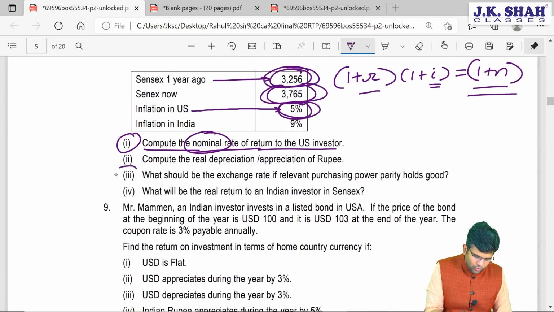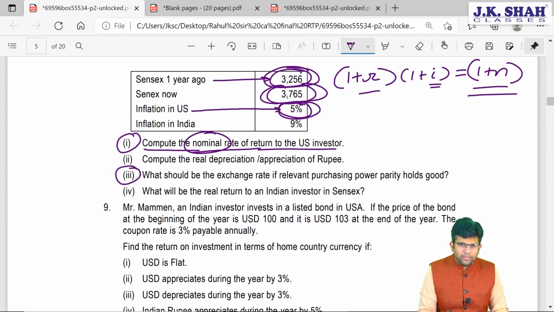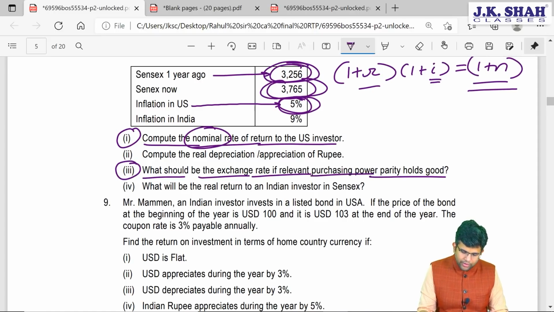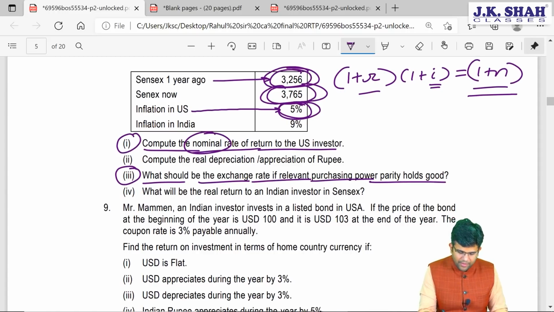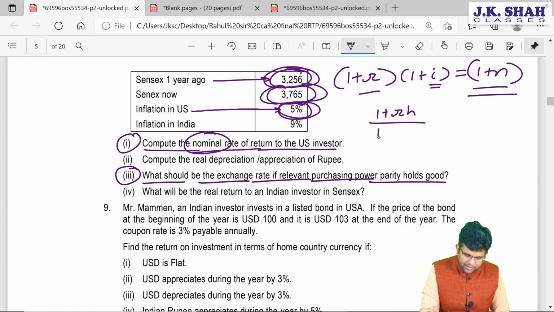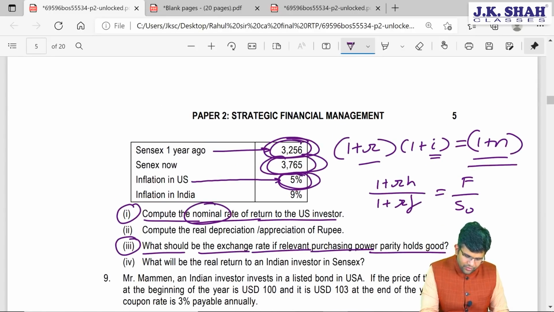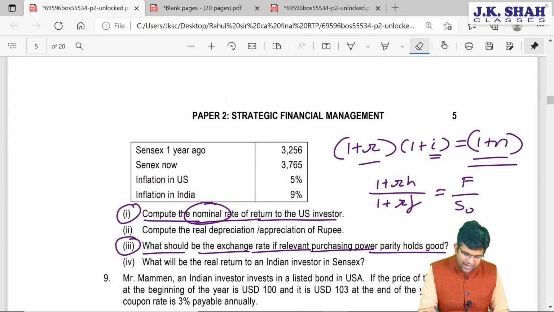Now children, I would like to go to point number 3. Point number 2, I will take it up in some time. They are saying, what should be the exchange rate if the purchasing power parity holds good? Now children, according to purchasing power parity, you know that (1 + home inflation rate) upon (1 + foreign inflation rate) will be forward upon spot. Everybody knows this.